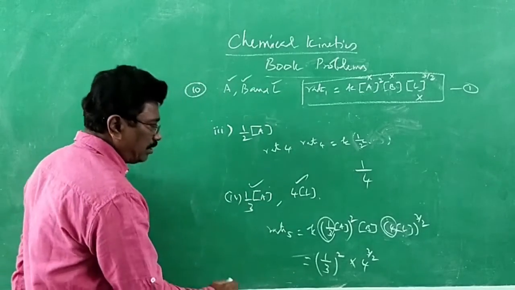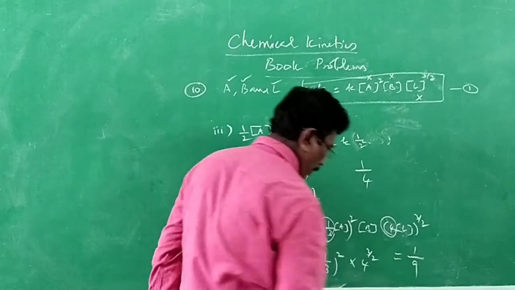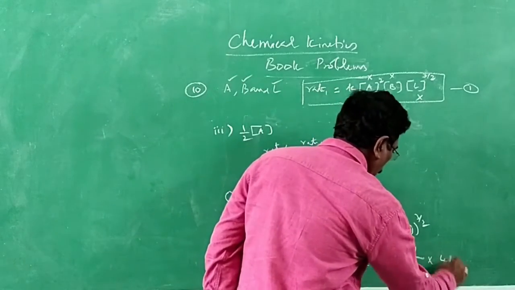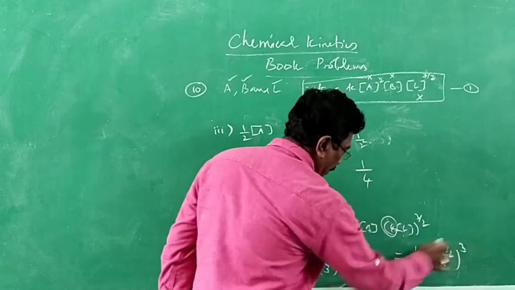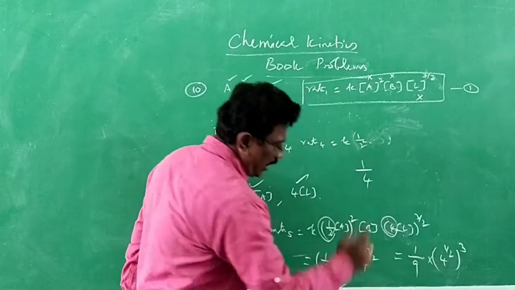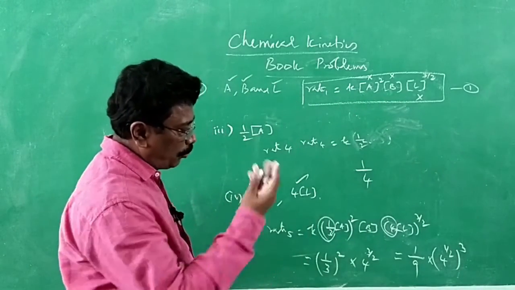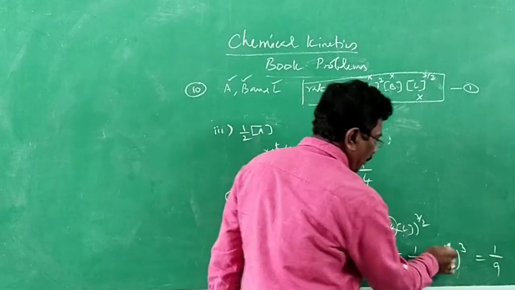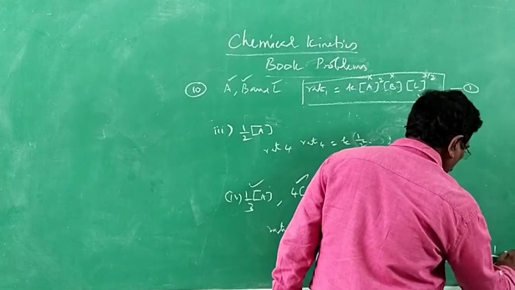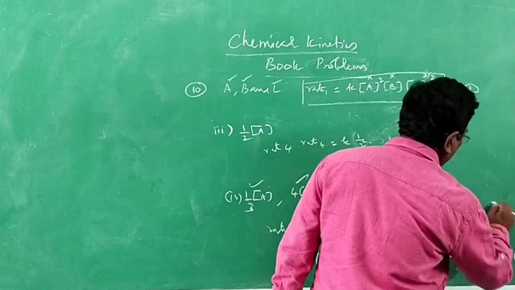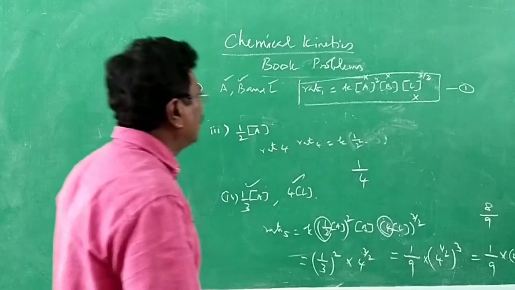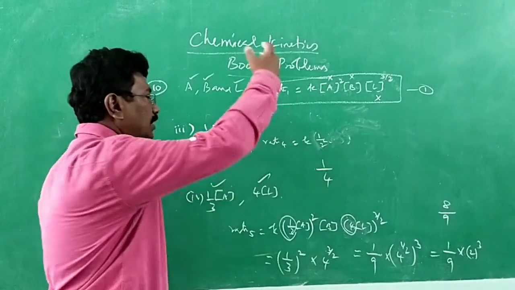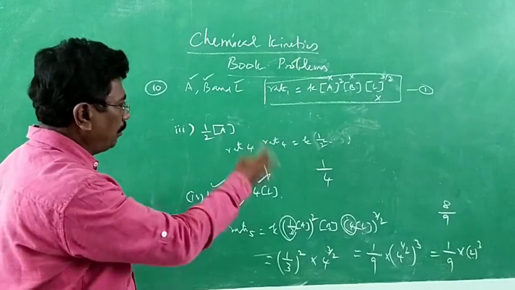1/3 whole square is nothing but 1/9. 4 to the power 3/2, I can write like this: 4 to the power half, whole to the power 3. 4 power half is root 4, which is 2. 2 cube is nothing but 8. So it is 1/9 into 8, which is 8/9. The rate gets reduced to 8/9. So the answers: first one 8 times, second one 8 times, third one 1/4, fourth one 8/9.